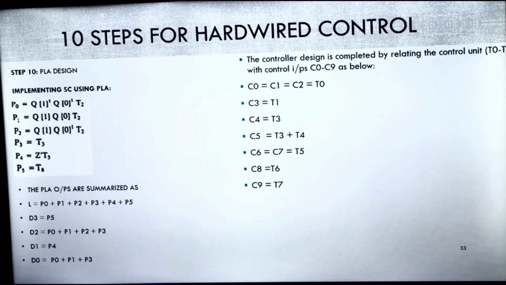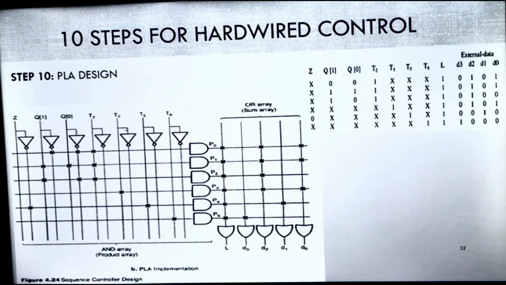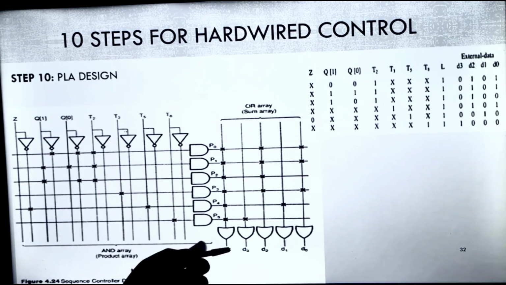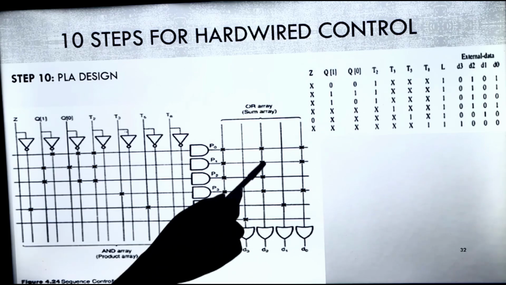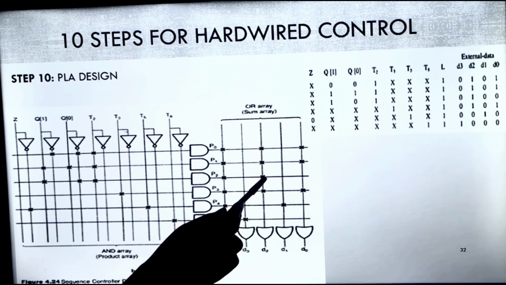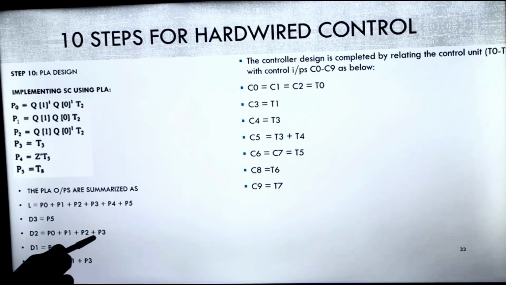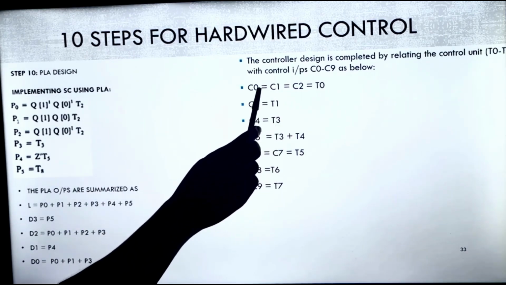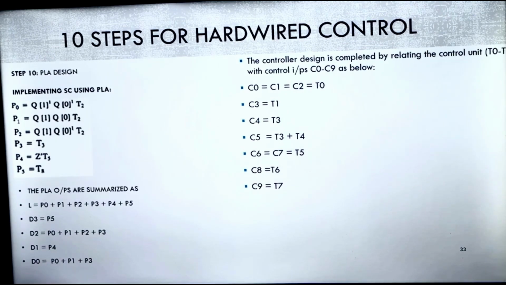So next is the equations only. P0 is equal to Q1 bar dot Q0 bar dot T2, because this is the AND gate. And here I am using OR gate, so everywhere it will be plus. Suppose I want D2. D2 is P0 plus P1 plus P2 plus P3. So like this you can have all the equations. And this side we already have. In T0 I have C0, C1, C2. In T1 I have C3. So you have already seen. So that's it about the hardwired approach to design a control unit.